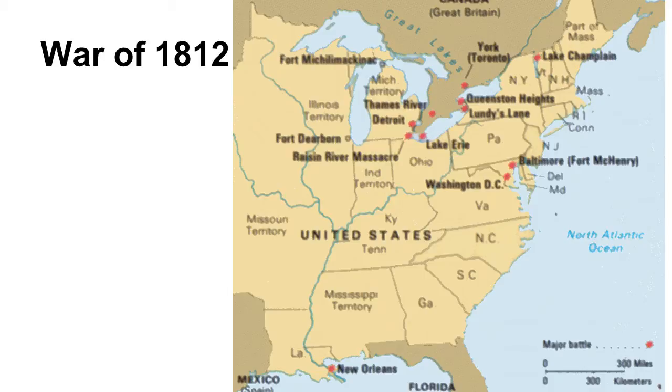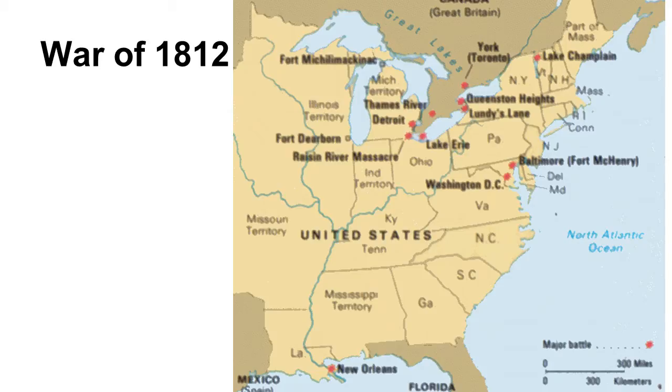The majority of the battles occur on the U.S.-Canada border, which Canada was owned by Great Britain at the time, in the Baltimore, Washington, D.C. area, and then down in New Orleans, and along the Gulf Coast, the Gulf of Mexico.